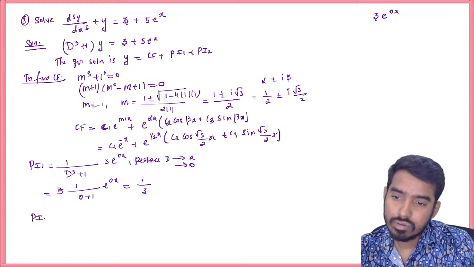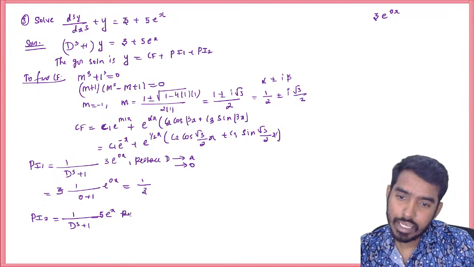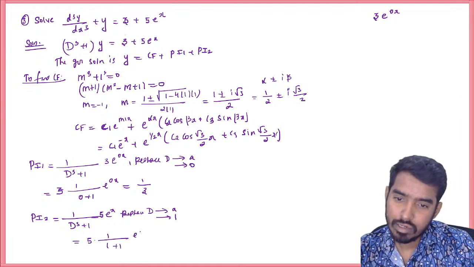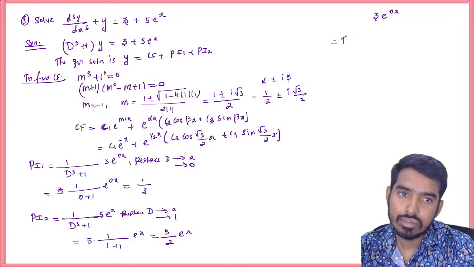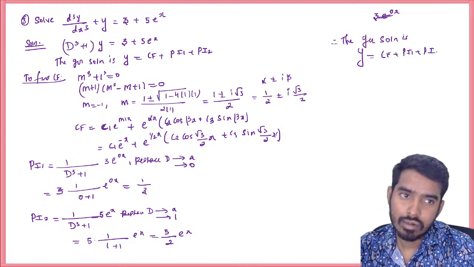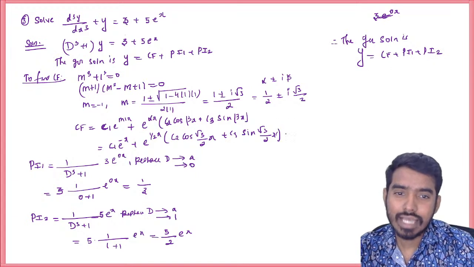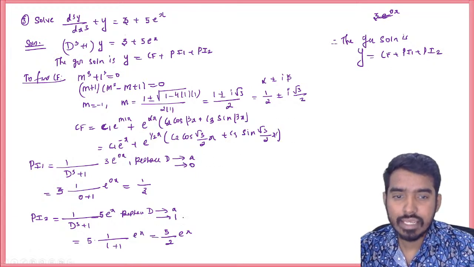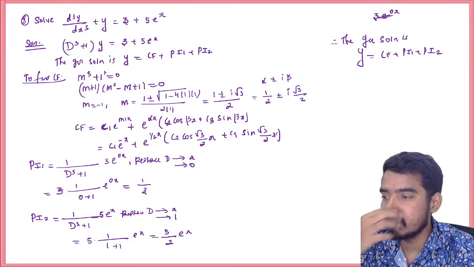Now you find PI2. So 1 divided by f of D into 5 e power x, right? Now again you replace D by a. So here the a value is 1, e power ax. Take the 5 outside, so it will be 1 plus 1 e power x. So you will have 5 by 2 e power x as your PI2. Therefore, the general solution is y is equal to complementary function plus PI1 plus PI2. So you just add all this up, so this term plus 1 by 3 plus 5 by 2 e power x. Is it clear?